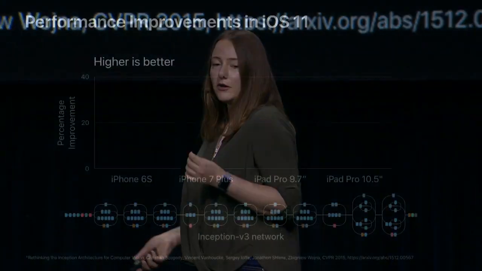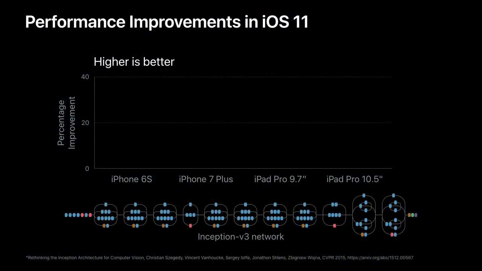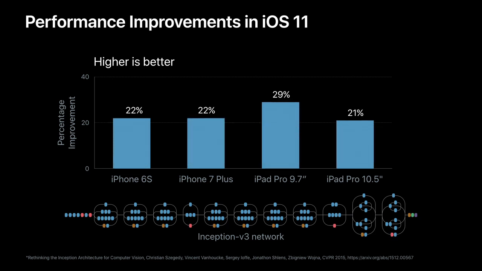So we've added all of these new convolution CNN primitives, but that's not all. We also went back and improved the performance of some of the core CNN kernels that were available to you in iOS 10. So this chart will show the performance of the Inception v3 network, which is a commonly used network for image recognition. So it shows the performance of this network in iOS 11. And as you can see, we're bringing you at least 20% performance improvement across different iOS hardware.